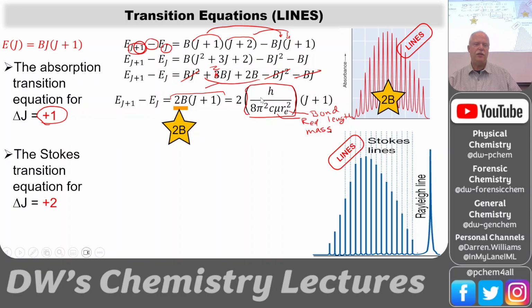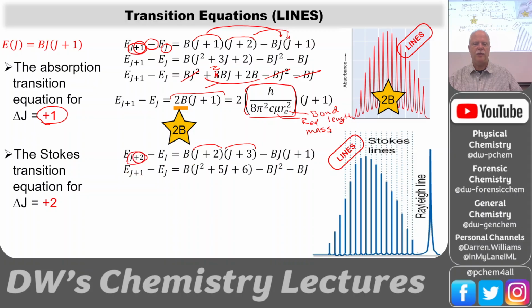So here's the Stokes transition equation for Raman. Now instead of j plus 1, we've got j plus 2, and we're taking the difference between that and j. So we have j plus 2 times j plus 2 plus 1, and then we subtract the energy equation with respect to j. We multiply the j's through, do the algebra, cancel out everything that can be canceled, and simplify. So the j squared terms are gone. We have 5bj minus bj, so we end up with 4. That's where the 4b comes from.